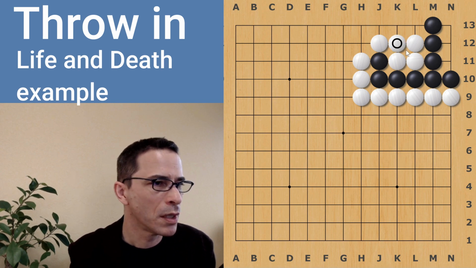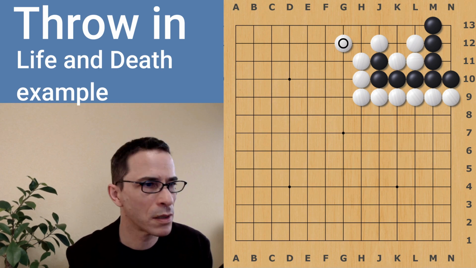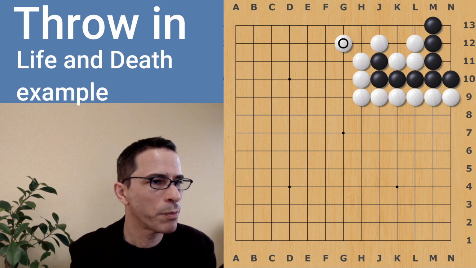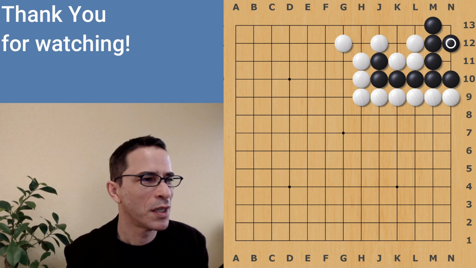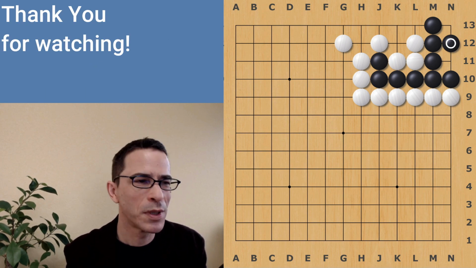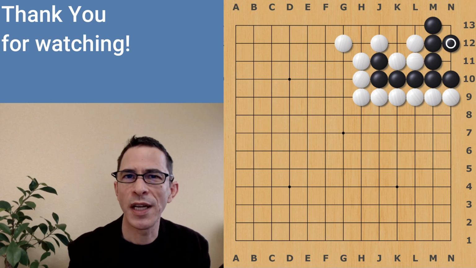So that could be a connection at one of these diagonal points, or it could be another tiger's mouth, and that would suffice to save those stones. And black would be able to play this move to make 2 eyes. So that's an example of a life and death problem combined with the idea of throwing in.